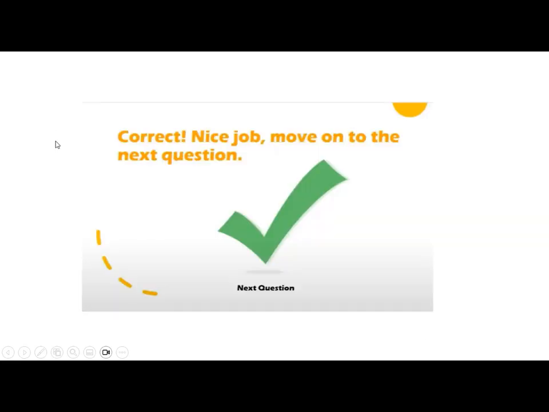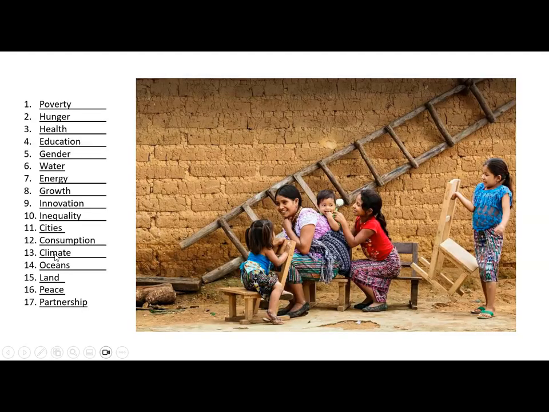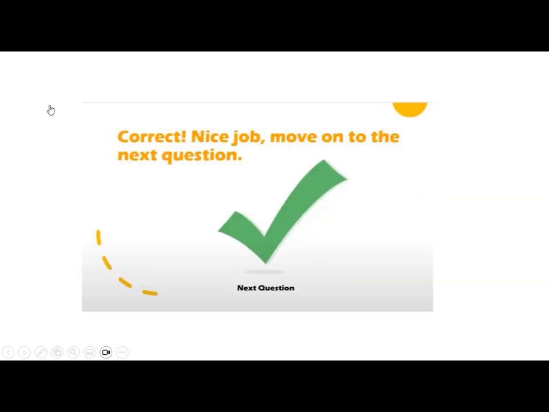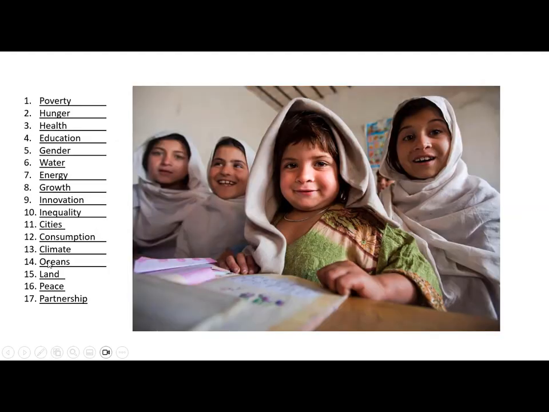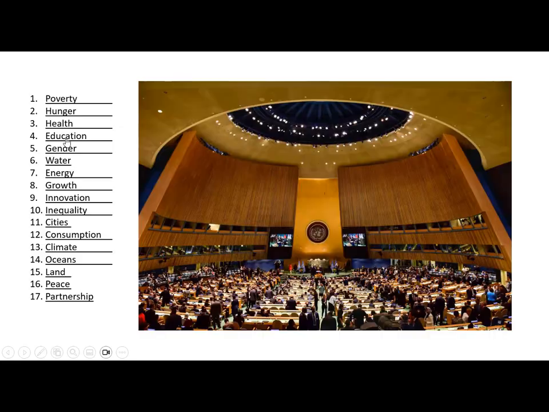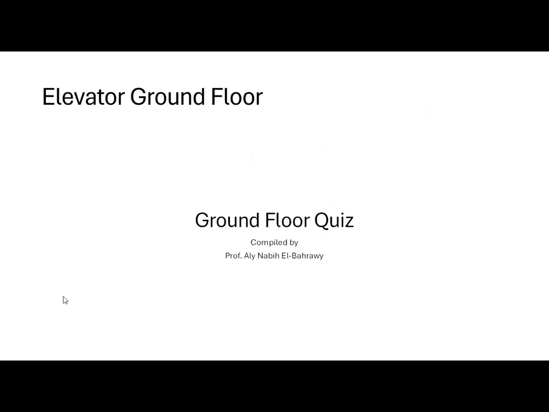And this is of course about cities, and this of course about health, and this is life underwater or oceans, and this is poverty, and this photograph has to do with peace, and this one is of course about education, because we can use the elimination method to know that this is education. And the last one, this is the United Nations, and it's about partnership. Therefore we finish the SDG game, and then we go to the last quiz, which is the ground floor quiz.